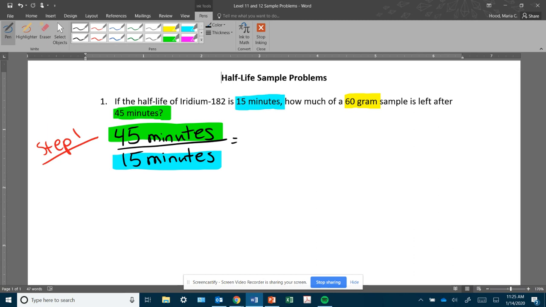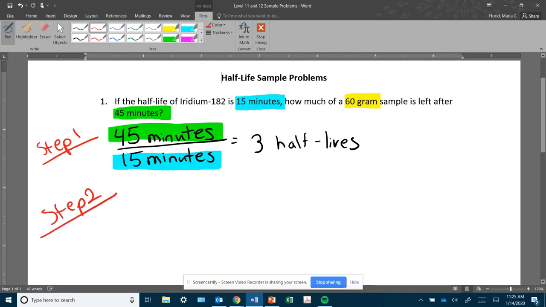This will give me the amount of half-lives for that substance that passed during this time. When I divide 45 by 15, I will get 3 half-lives. Once I know this value, I can do step 2.